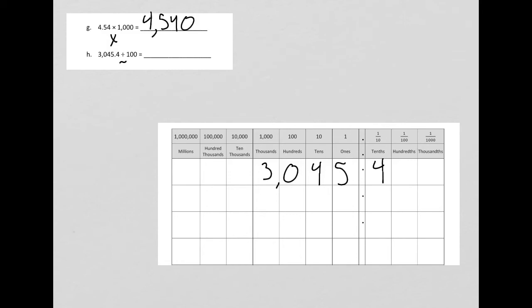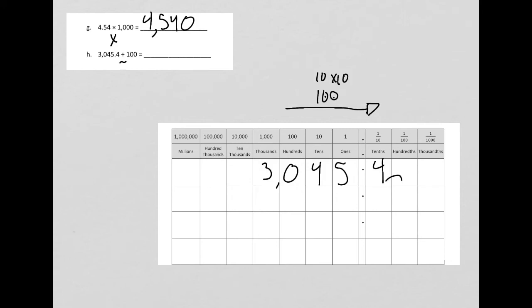So dividing, we're making a smaller answer. So we're going to go to the right, and we're dividing by 100. So remember, we're dividing by 100. That means we're really dividing by a 10 times a 10. So that is 2 columns. 2 zeros, 2 tens, 2 columns. So each of my digits here is going to move 2 columns to the right.